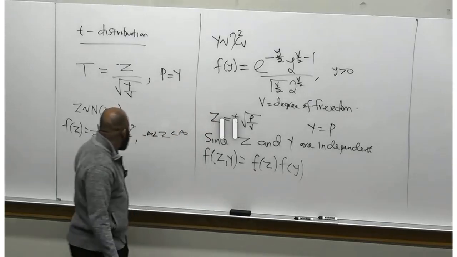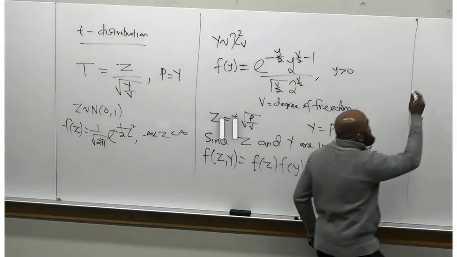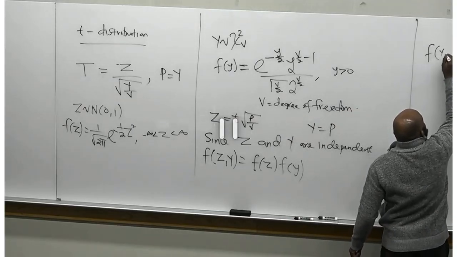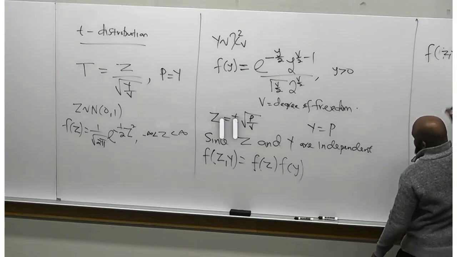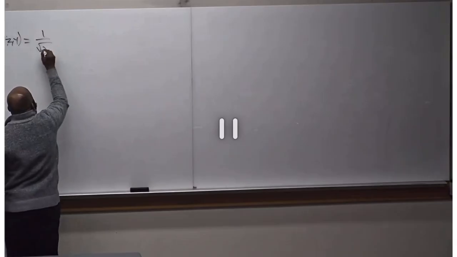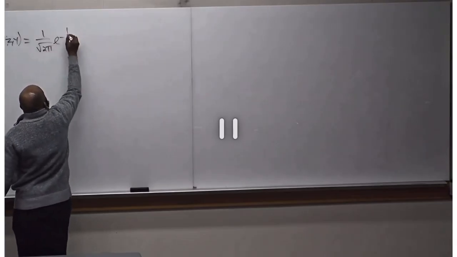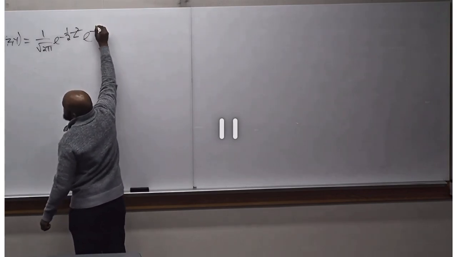And what is f of z? F of z is this. This is f of y. So here, I'm going to have f of zy equal that multiplied by that: 1 over square root of 2 pi, this multiplied by e raised to power this.